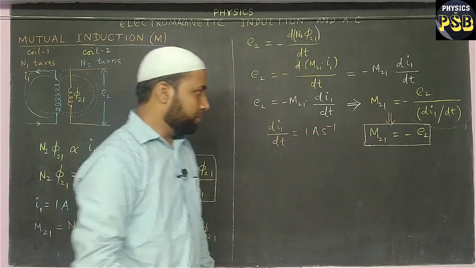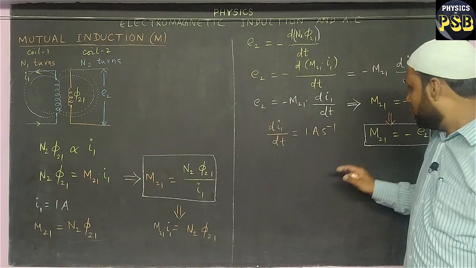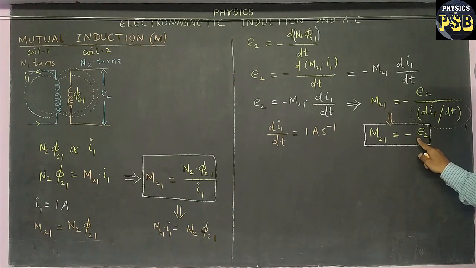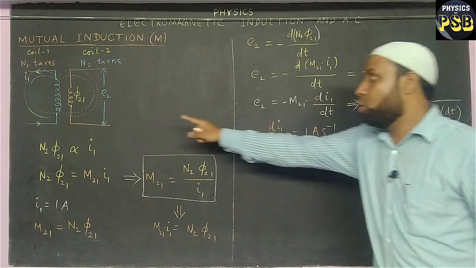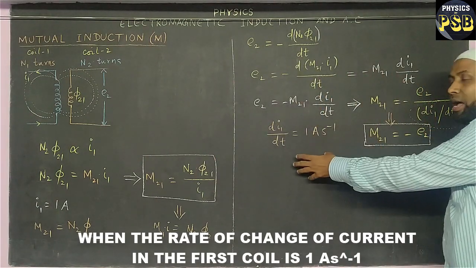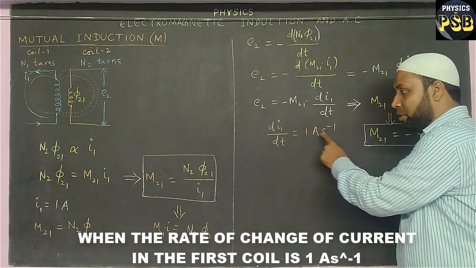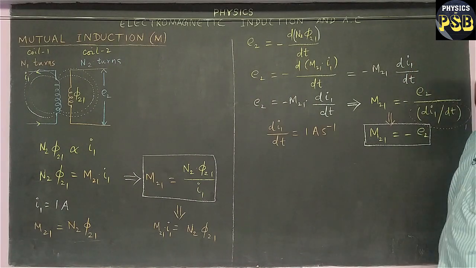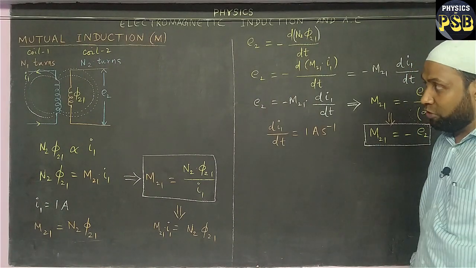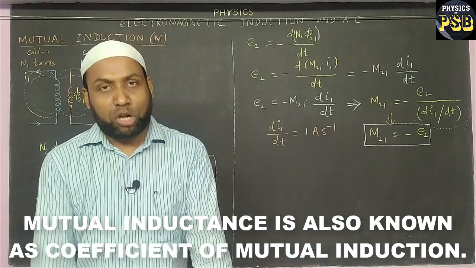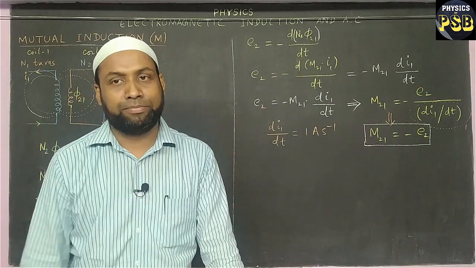Now that says that mutual inductance will be equal to EMF induced in the second coil when a current of 1 ampere per second flows through the first coil. This is another definition of mutual inductance, which is otherwise known as coefficient of mutual induction.